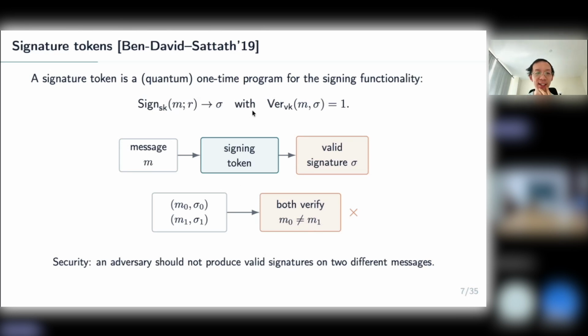So it turns out that indeed there is something that appears that you can do with one-time program, at least for this special case of signing functionality for signature schemes.